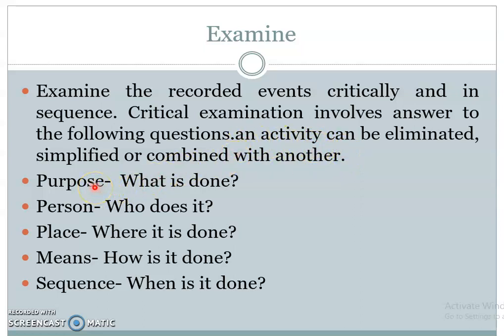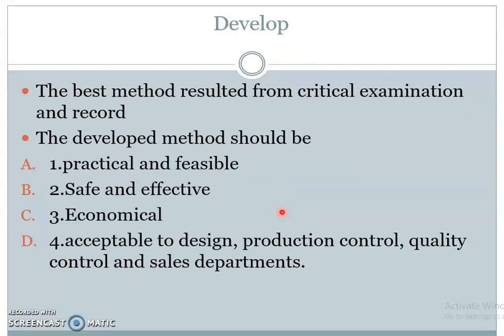Here we get to know the purpose, what is done, the person who is doing it, the place where it is to be done, the means of how it is to be done, and then we have to decide when it is done, that is the sequence. So all the answers we have to find out in this examination phase. So we get a clear picture or clarity about the method study in this stage.